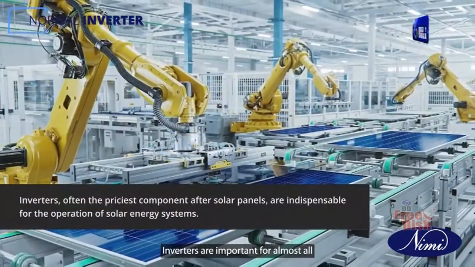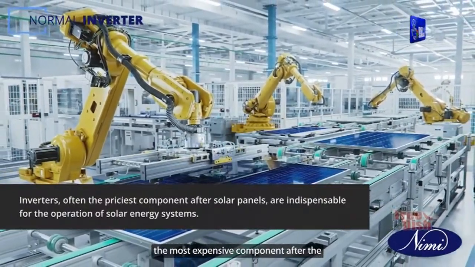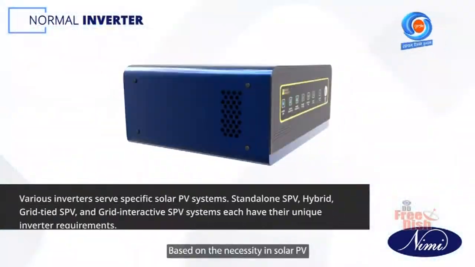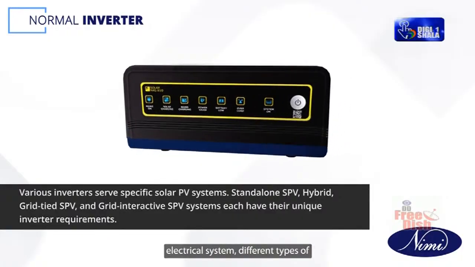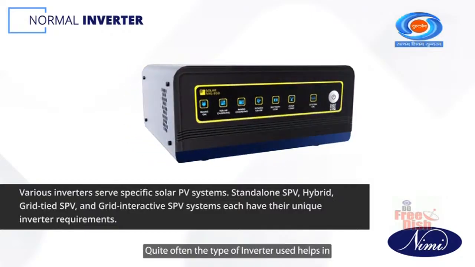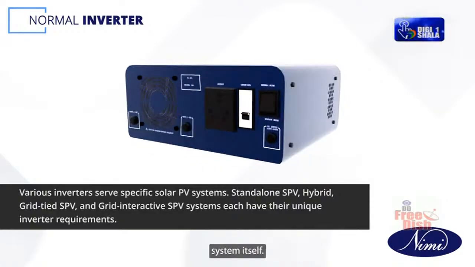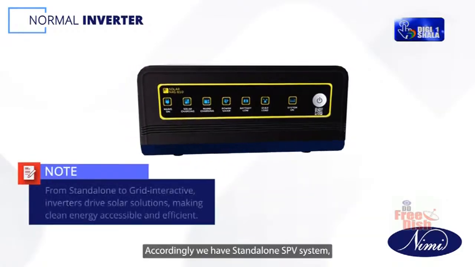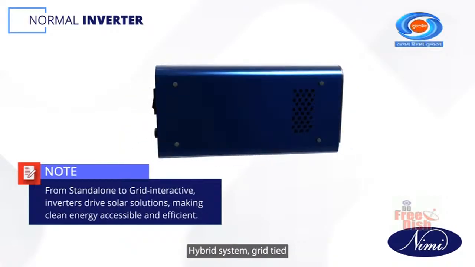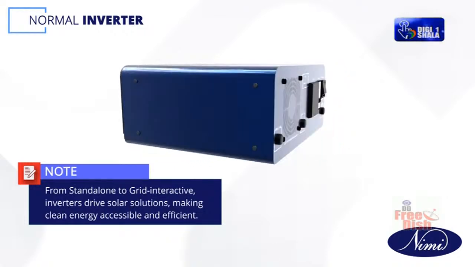This conversion is necessary to operate most electric devices or interface with the electrical grid. Inverters are important for almost all solar energy systems and are typically the most expensive component after the solar panels themselves. Based on the necessity in solar PV electrical system, different types of inverters are in use. Quite often, the type of inverter used helps in naming the type of solar PV electrical system itself. Accordingly, we have standalone SPV system, hybrid system, grid-tied SPV system and grid interactive SPV system in use.